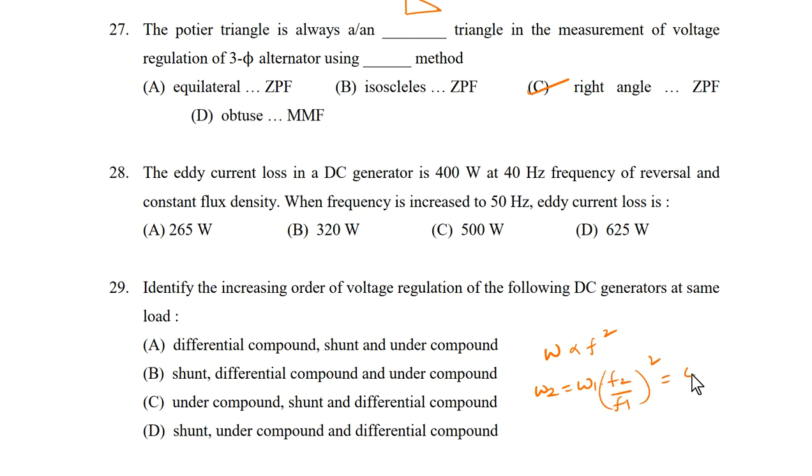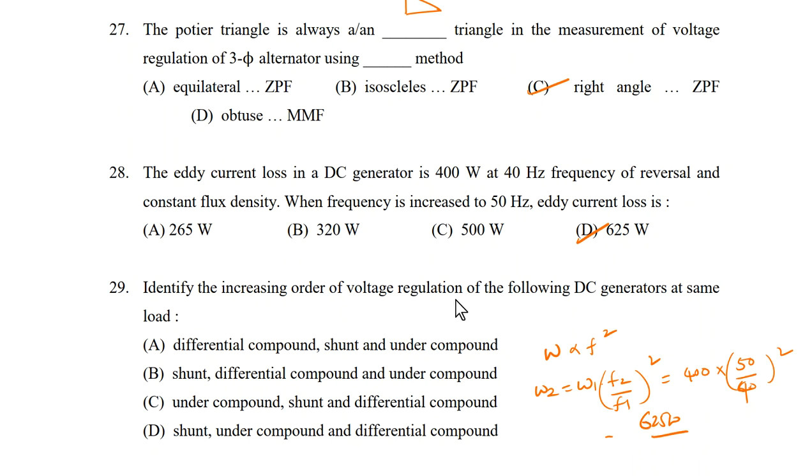So what is W1? It's nothing but 400 watts into frequency 50 divided by 60 whole square. Okay, so from this we'll get the answer as 625 watts here. So here it is 40, not 60. Okay, so 625 watts here. Next one.